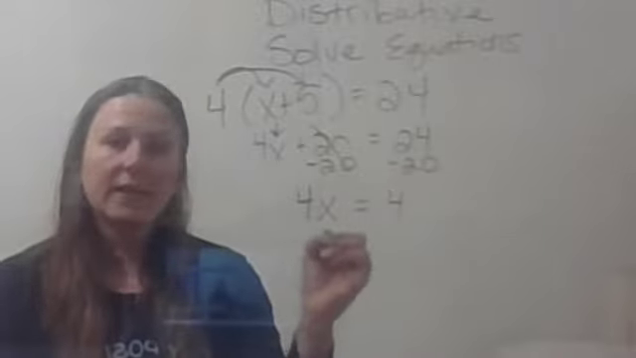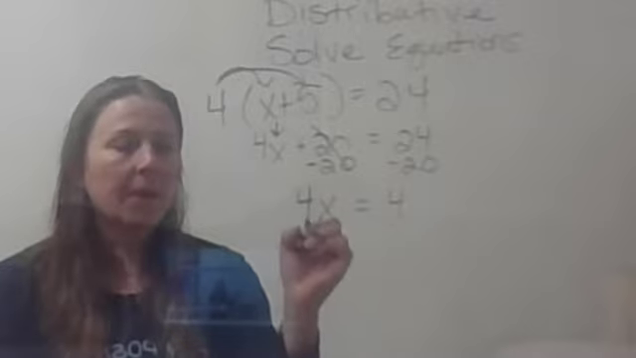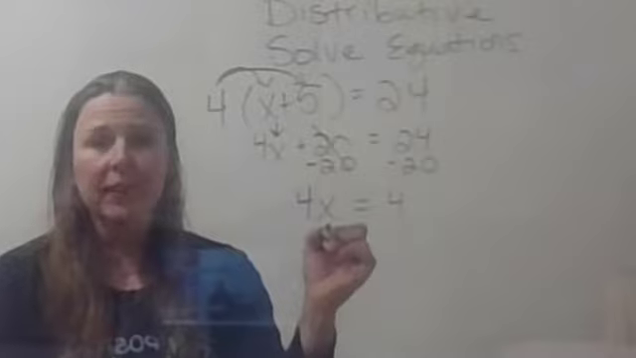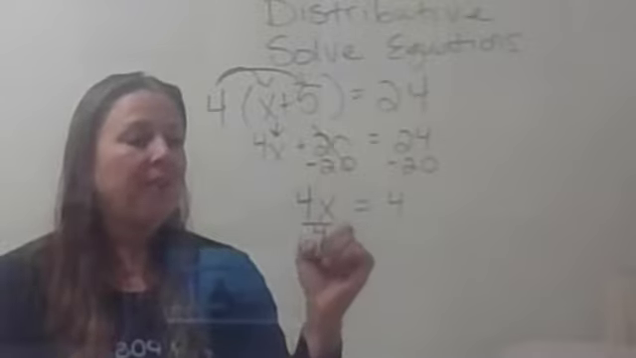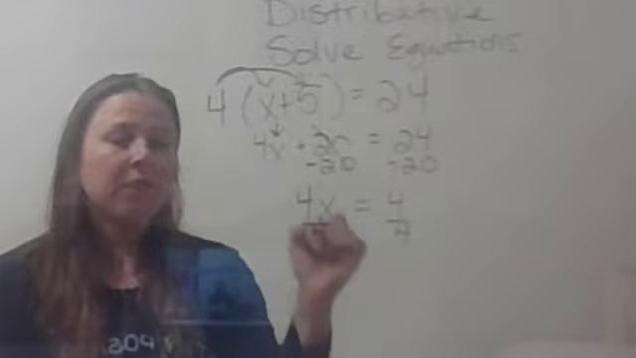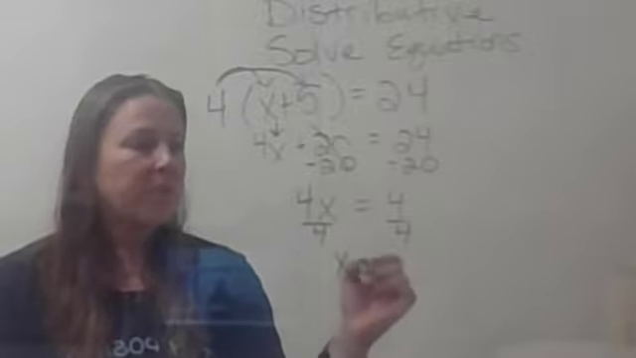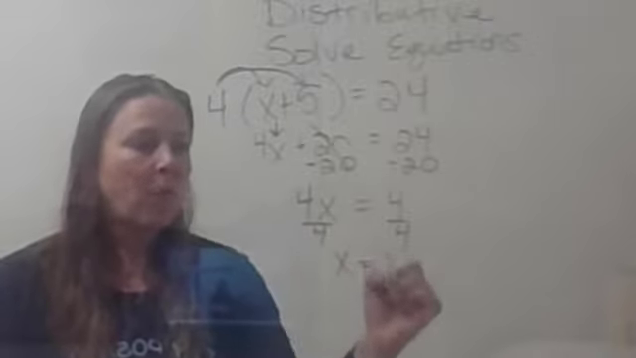So to get the x completely alone, a number next to a letter means multiply. To undo multiplication, we're going to divide. So since 4 divided by 4 is 1, 1x, or just plain x, equals 1.